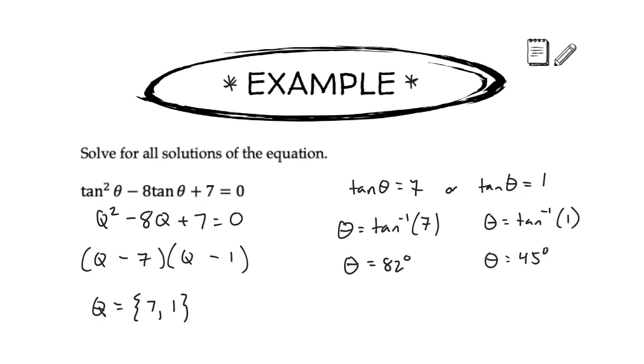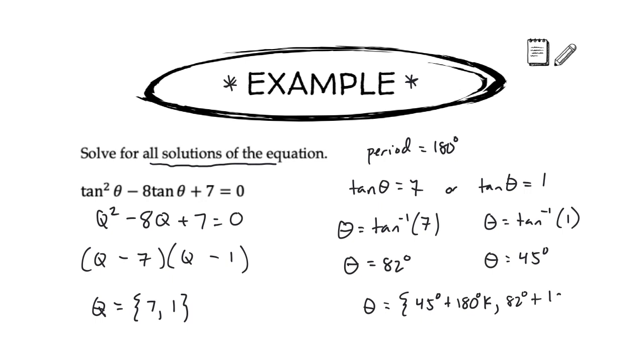Okay, so I get two different solutions, and I'm asked for all solutions of the equation. It's important to note here that the period for tangent is 180 degrees. So if there's a solution at 45 degrees, then there's another solution 180 degrees later. And if there's a solution at 82 degrees, then there are more solutions, of course, every 180 degrees after that.